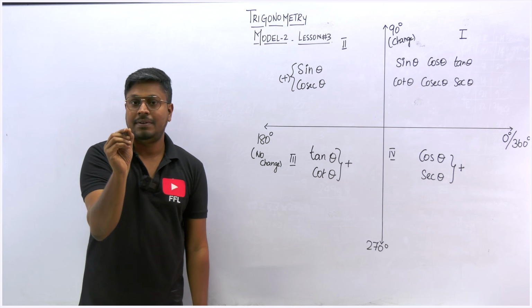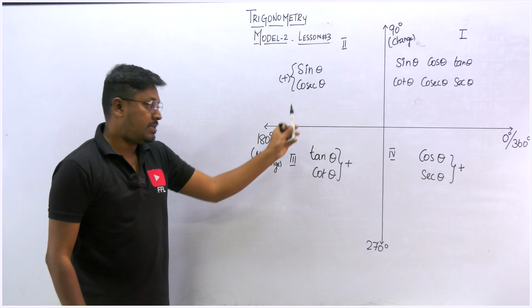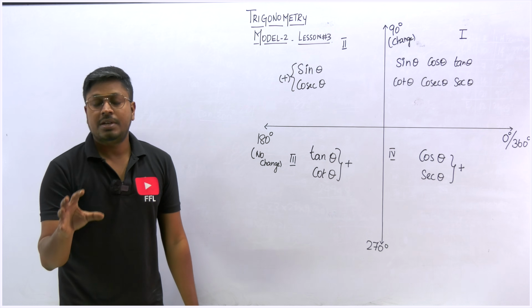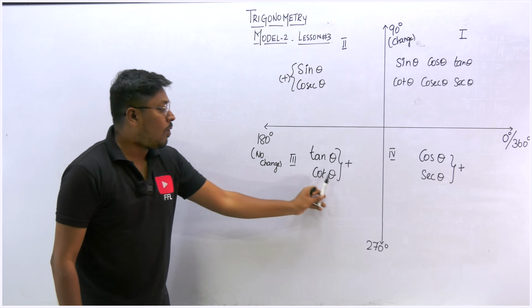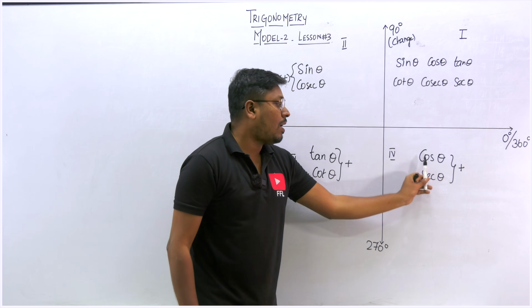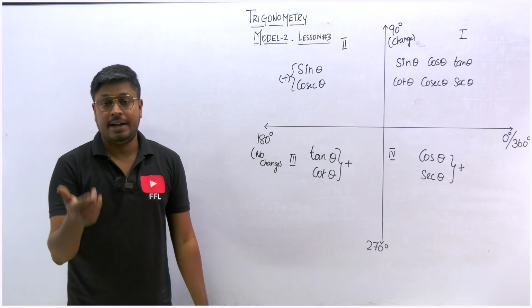All will be positive. Sine, starting with S, will be positive, and cosecant is its opposite. Tan and cot are opposite, and then cos and secant are opposite. These values are positive, and in this quadrant all the remaining are negative. Similarly, in the fourth quadrant, except cos theta and secant theta, all the remaining trigonometrical ratios are negative.